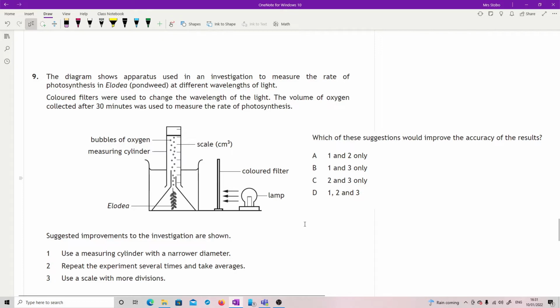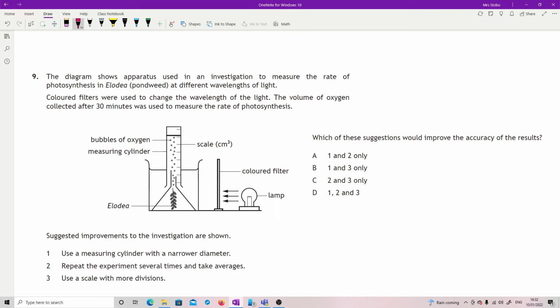Right, question 9. Diagram shows apparatus used in an investigation to measure the rate of photosynthesis at different wavelengths of light. Coloured filters were used to change the wavelength of the light. The volume of oxygen collected after 30 minutes was used to measure the rate of photosynthesis. So we've got a little setup here, that's fair enough. Suggested improvements were: use a measuring cylinder with a narrower diameter, repeat the experiment several times and take an average, use a scale with more divisions. Which of these suggestions would improve the accuracy of the results?